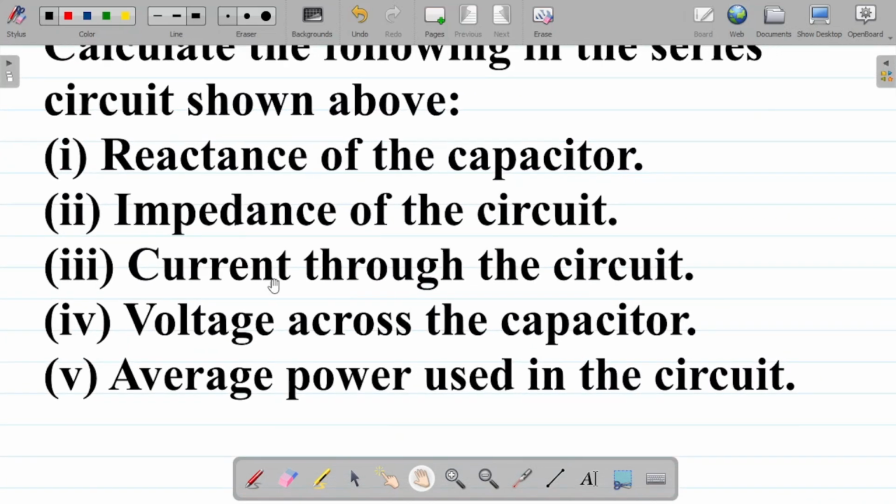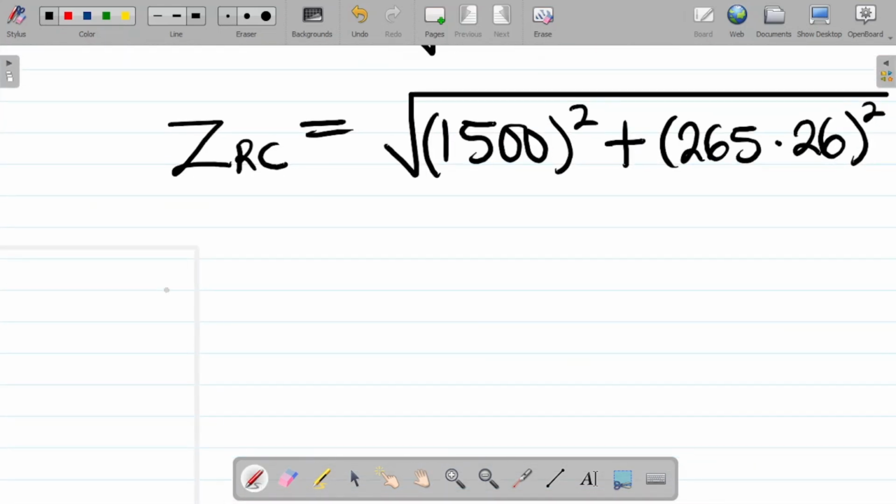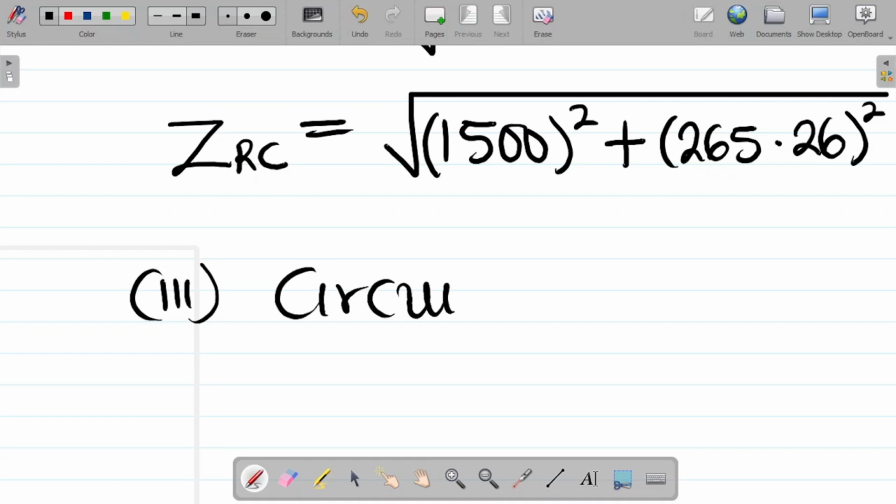What's the third thing there? The third thing says we should find the current through the circuit. Now, emphasis on circuit. Let's look at I. Let's call it circuit current, or current through the circuit, whichever, same thing. Let's get the current in the circuit. So how do we find the current in the circuit?